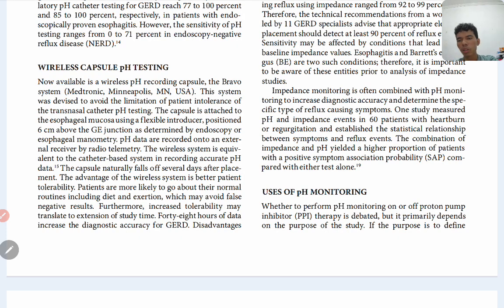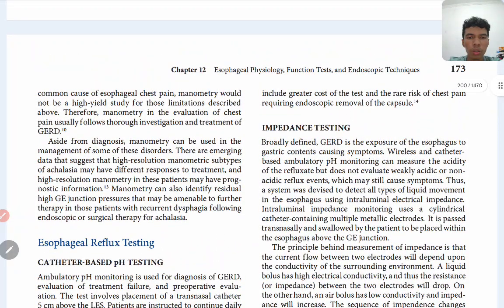The wireless system is equivalent to the catheter-based system in recording accurate pH data. The capsule naturally falls off several days after placement. The advantage of the wireless system is better patient tolerability. Patients are more likely to go about their normal routines, including diet and exertion, which may avoid false negative results. Furthermore, increased tolerability may translate to extension of study time. 48 hours of data increase the diagnostic accuracy for GERD. Disadvantages include greater cost of the test and the rare risk of chest pain requiring endoscopic removal of the capsule.